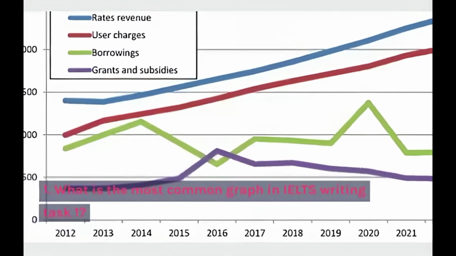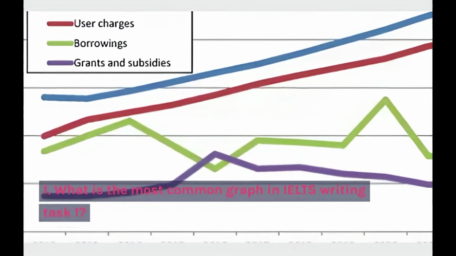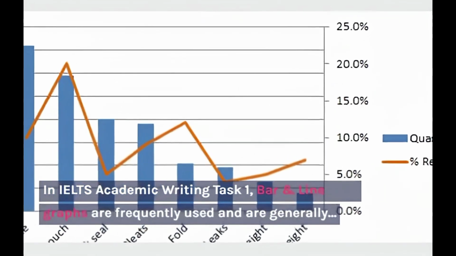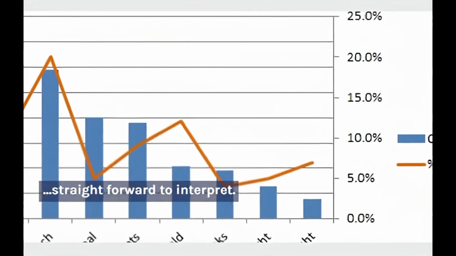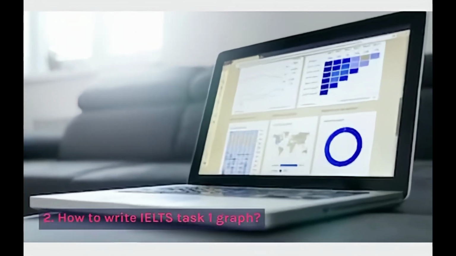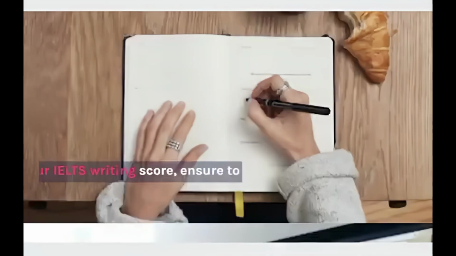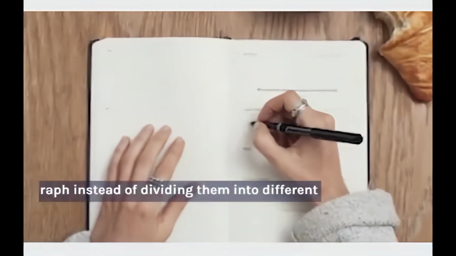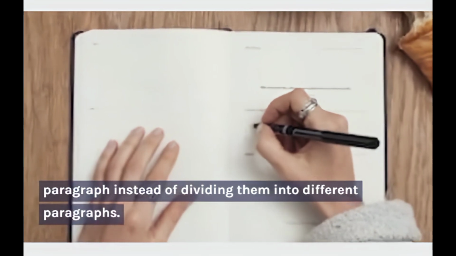1. What is the most common graph in IELTS Writing Task 1? In IELTS Academic Writing Task 1, bar and line graphs are frequently used and are generally straightforward to interpret. 2. How to write IELTS Task 1 graph? To optimize your IELTS writing score, ensure to present all significant trends in one overview paragraph instead of dividing them into different paragraphs.